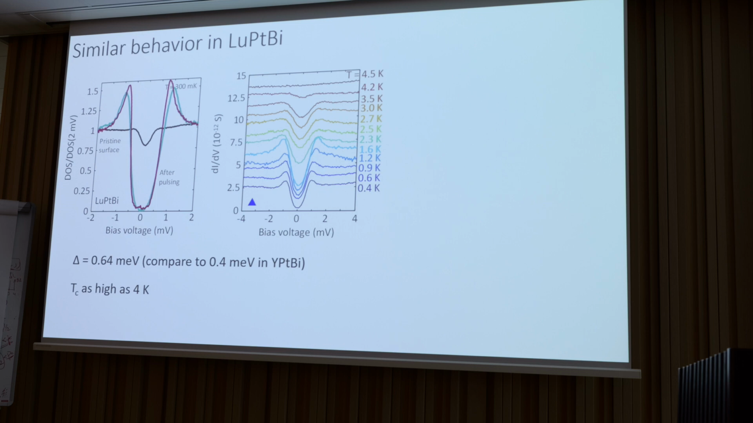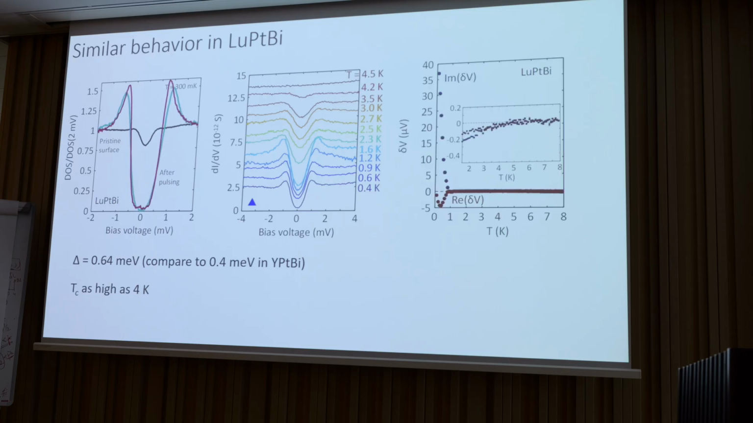Now I do want to say that in different spots on the samples and after different pulses you can get lower temperatures, but we did see that you can get a transition at 4 Kelvin. When you measure the mutual inductance, again you see this small response emerging at around 4 Kelvin. So all of these point to this picture where we have a surface superconductor that is distinct from the bulk, and it onsets at a different temperature, both in yttrium platinum bismuth and lutetium platinum bismuth.